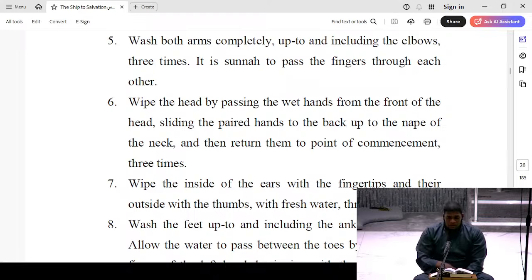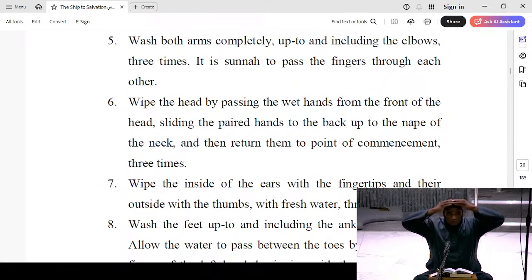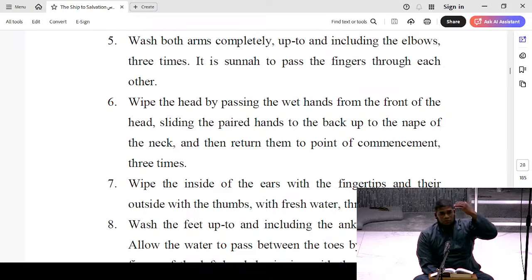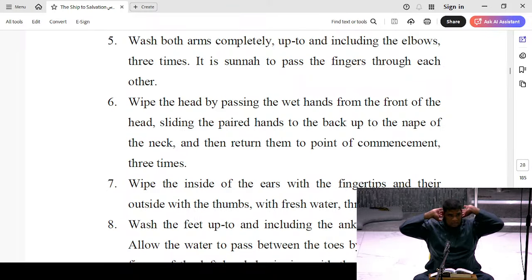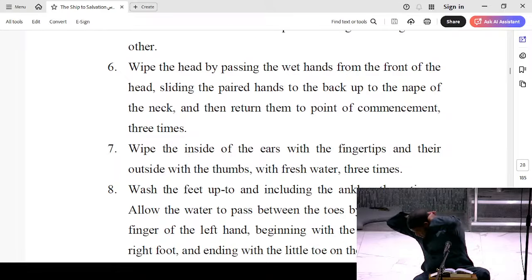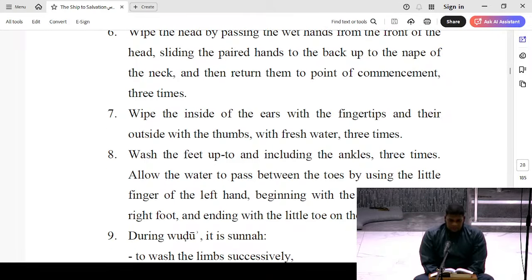To wipe the head, as we showed last week, we start from here, we go to the back to the nape, and come back. Okay? That's 1. So 1, that's 2, 3. If you are bald, this is a place, then you can just make 1 like this. Are you with me? If you come back, that's considered to be 2. Okay? So just from here, right to the back, to the nape, and back. Okay, inshallah. 3 times.